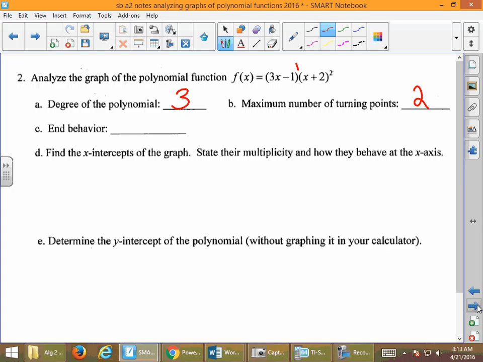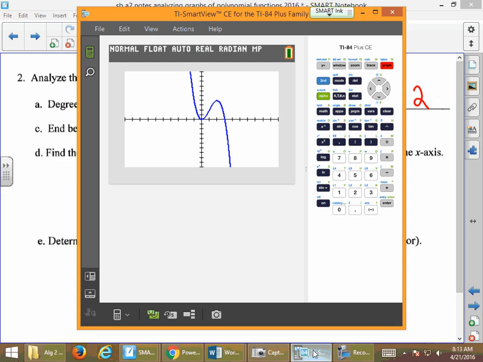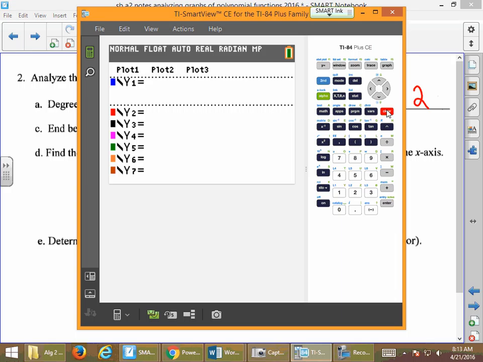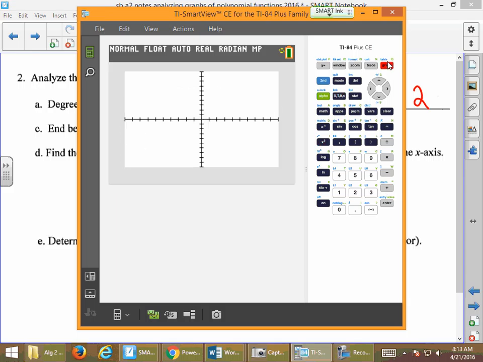So now that we see the maximum number of turning points is really 2, let's look at our end behavior. And we'll do that by typing this function into the calculator. So we went to y equals, and it's 3x minus 1 times x plus 2 squared. Particularly looking at this picture from the standpoint that we want to see the end behavior. And what is our end behavior? Down, up.